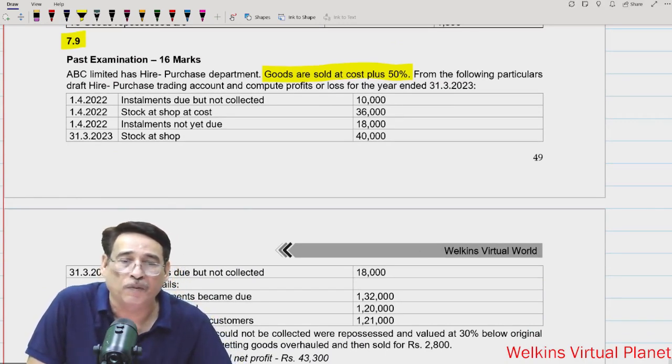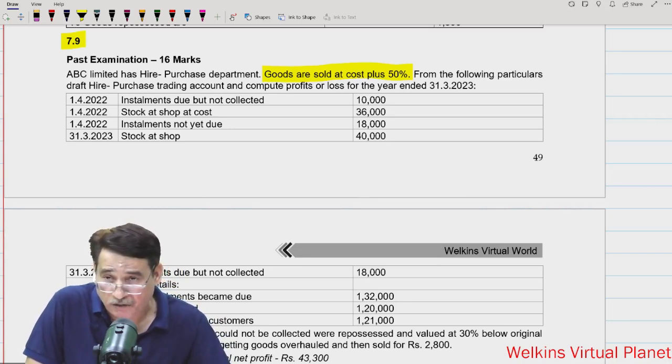Let me see actually how many of you will do a test now. Be honest, and anyone who shows dishonesty will lose marks in the examination otherwise.